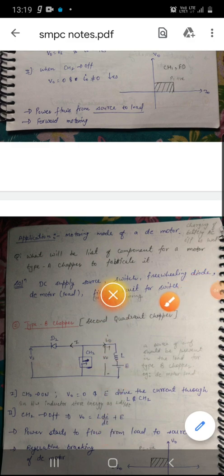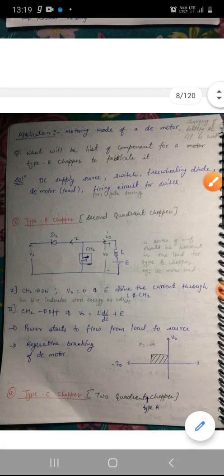What will be the list of components for a motor type A chopper to fabricate it? To fabricate type A chopper, what are the components you need? You need a DC supply source, one switch, one freewheeling diode, one DC motor load, and one firing circuit for the switch.